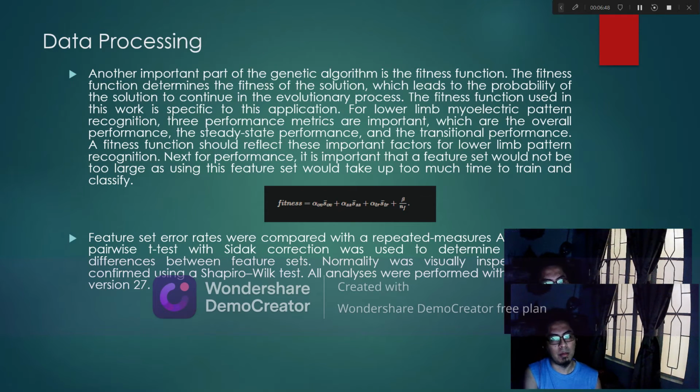Next, for performance, it is important that the feature set will not be too large, as a large feature set would take up too much time to train and classify. So this is the formula that they have here.